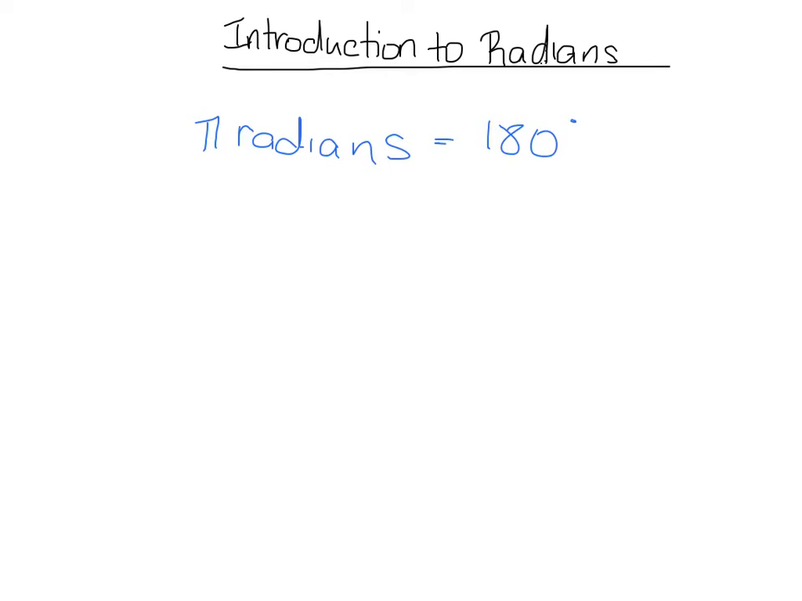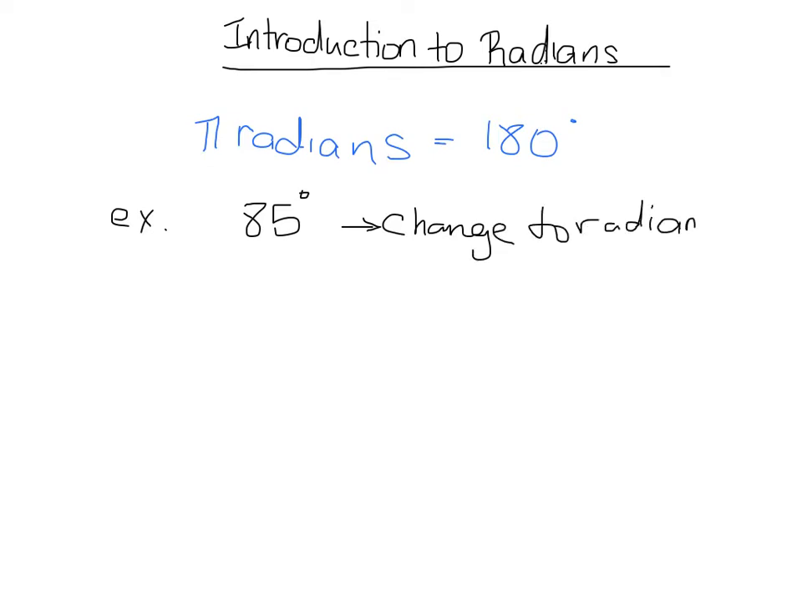You can do it by setting up a ratio and cross multiplying it. That's the way I'm going to do it, but there are other ways to go about doing it. So for example, if we wanted to change 85 degrees to radians, I'm just going to say change to radians. All I'm asking is to change 85 degrees to radians.